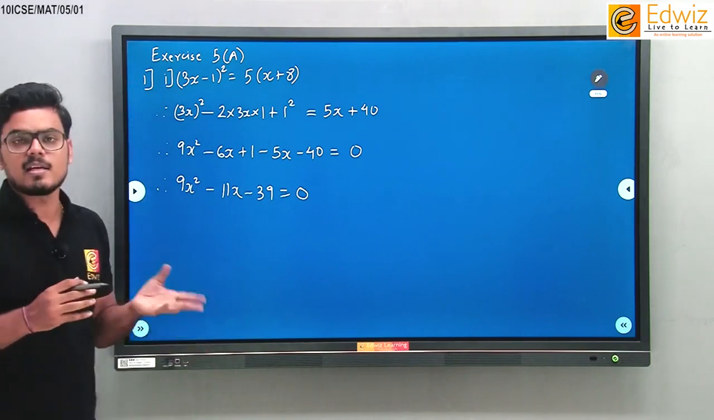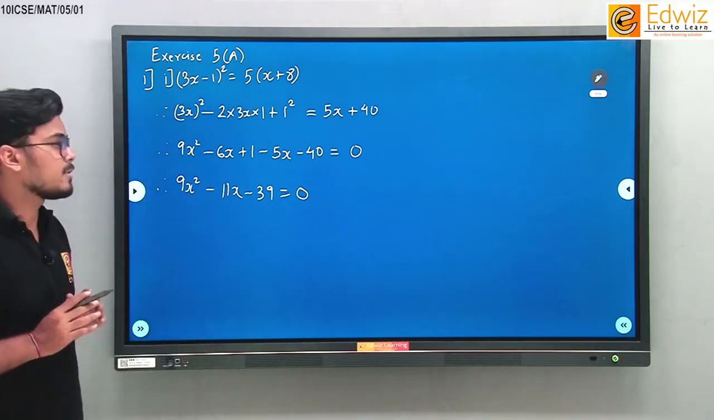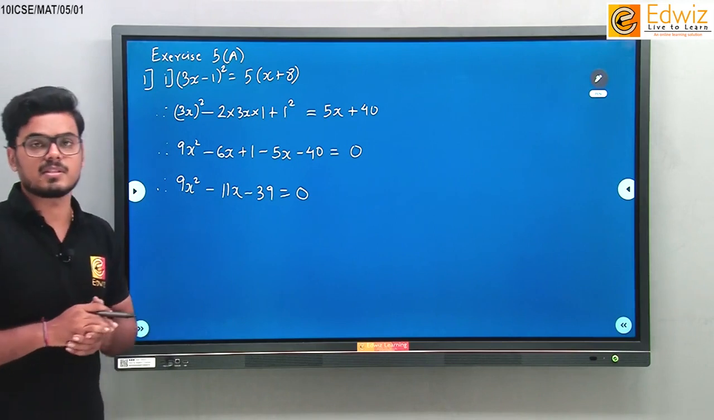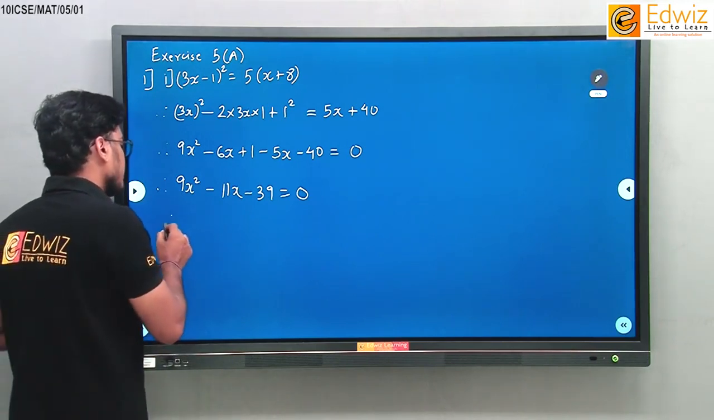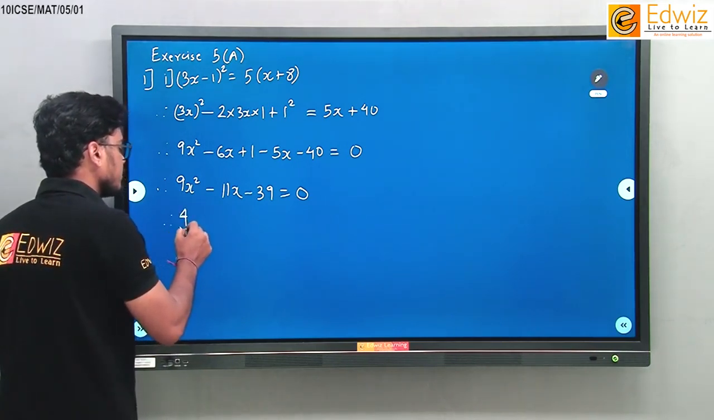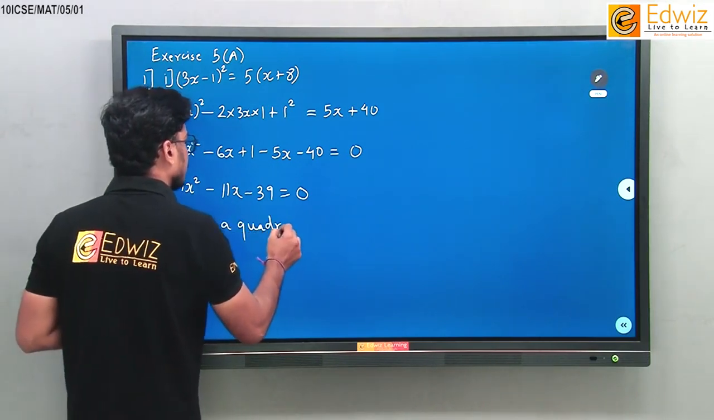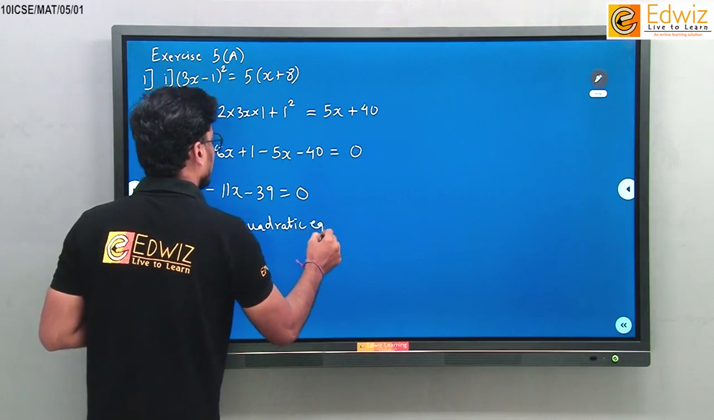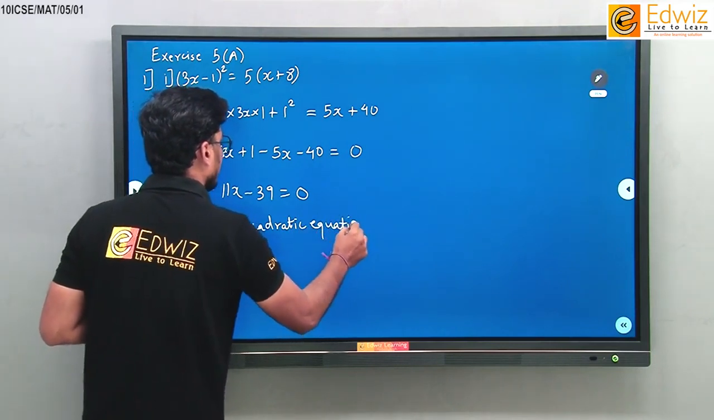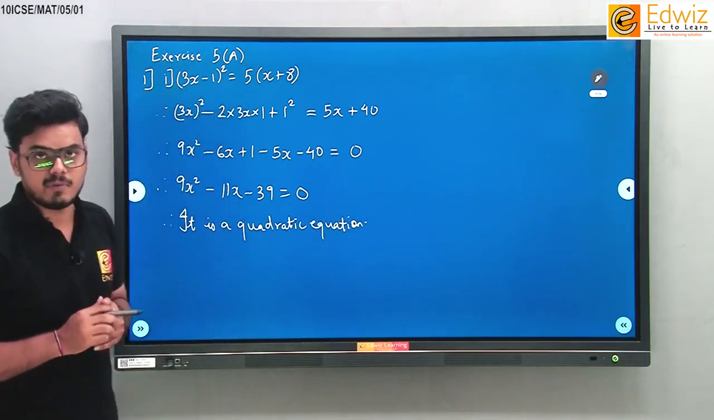Now this is clearly a quadratic equation. You can see the highest power is 2, the degree of the equation is 2. Therefore, it is a quadratic equation.